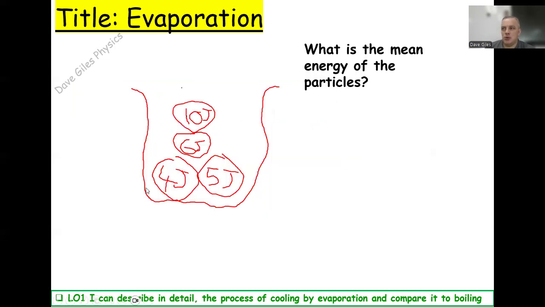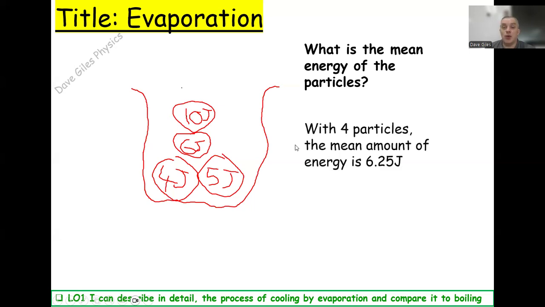So here, I'm just going to simplify it. What is the mean energy of the particles? Well, there's 4 particles. 4 add 6 is 10. 5 add 10 is 25. Divided by 4, and you've got 6.25 joules of energy each.